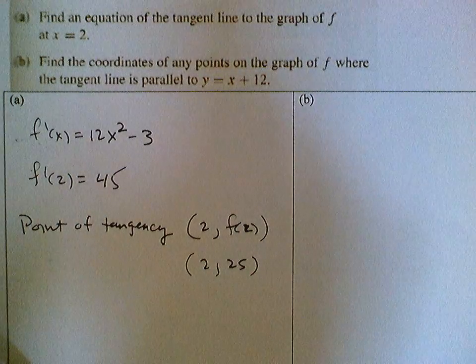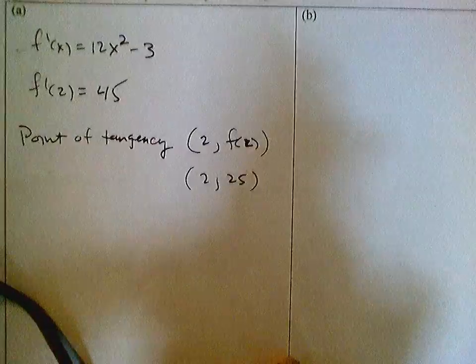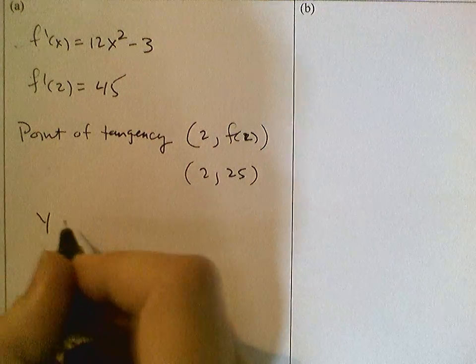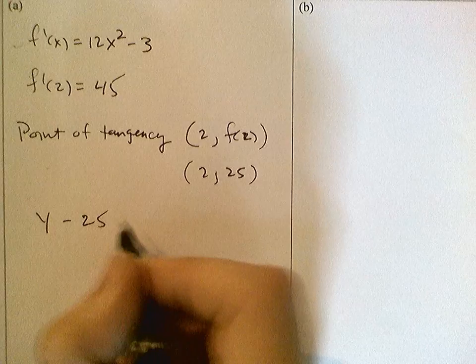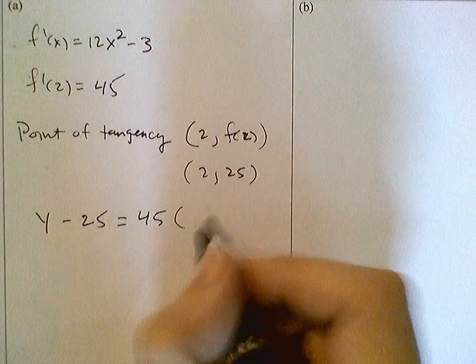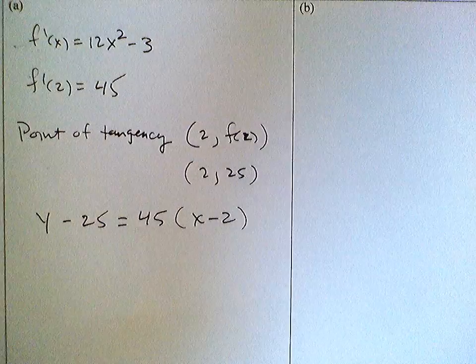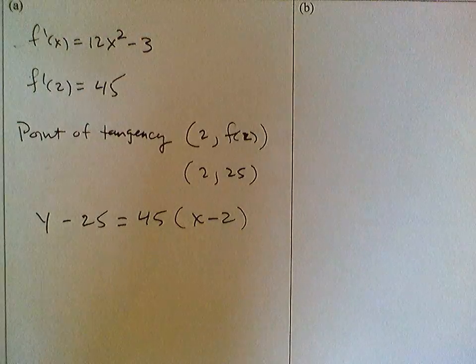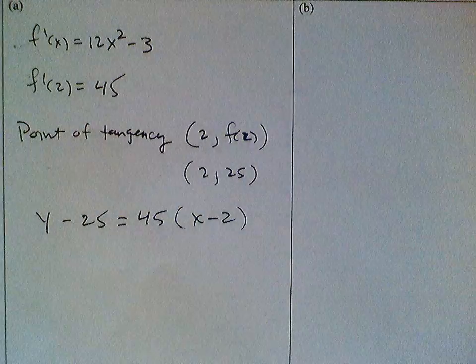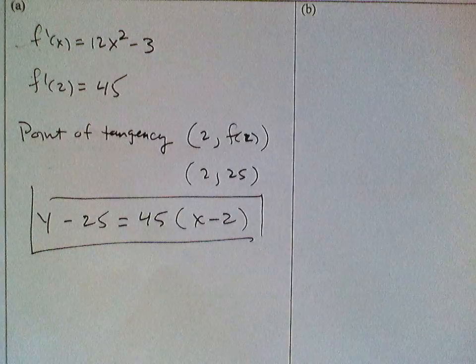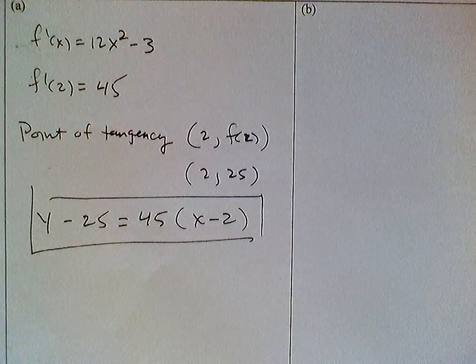All right, so now I'm ready to write the equation of this tangent line. So I'm using the point slope formula. Y minus the y coordinate equals the slope m times x minus the x coordinate. And guys, that's all that you have to do. You don't even have to solve for y, okay? This is a good enough answer for AP Calculus, all right? So that's the answer to A.